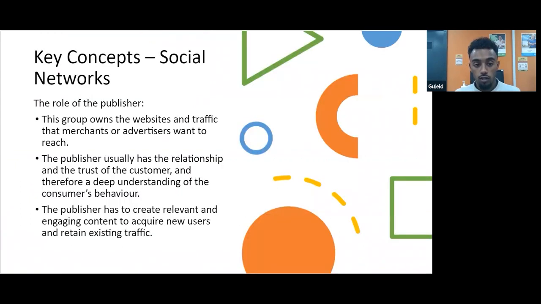So social networks as well. In terms of the concept of social networks, this group owns, so for example, if your company has a website, that is their traditional form of media. And ultimately the publisher on the website wants to drive awareness.